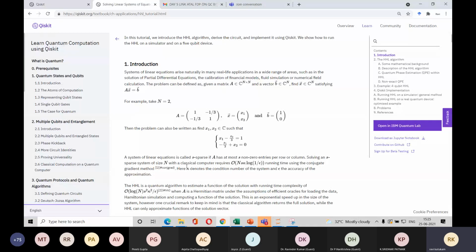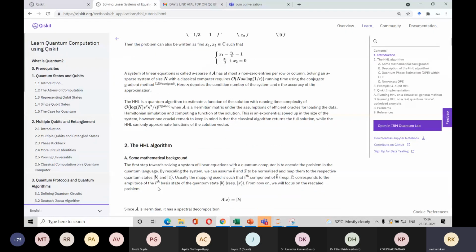If we just try to understand what it says: a system of linear equations is called sparse if A has at most s non-zero entries per row and per column. Solving an s-sparse system of size n with a classical computer requires order n s k log(1/epsilon) running time using the conjugate gradient method. Here k denotes the condition number of the system. So the HHL algorithm, these are the three people who came out with an algorithm, and they proved that it can be done within log n. Look at this: there is n and log n. That is the order of difference this algorithm could show.